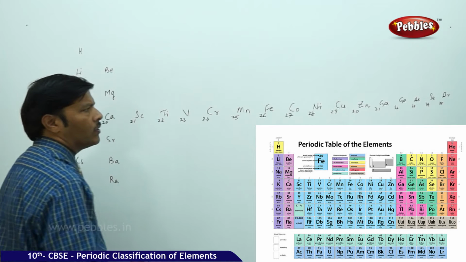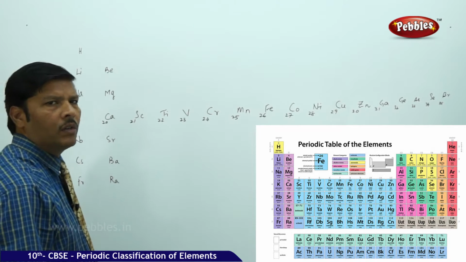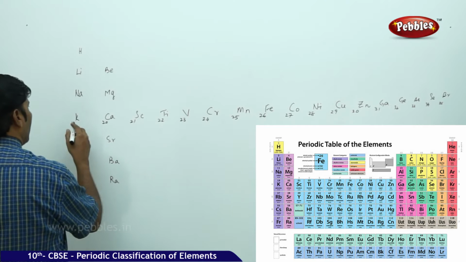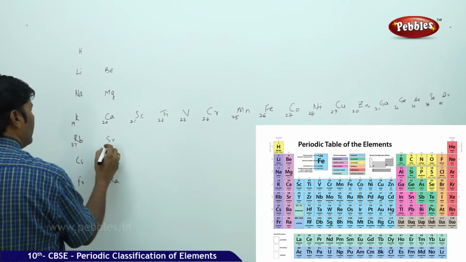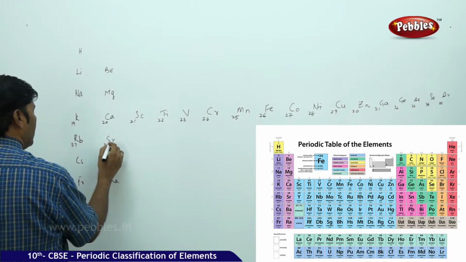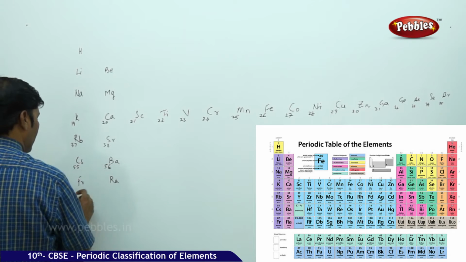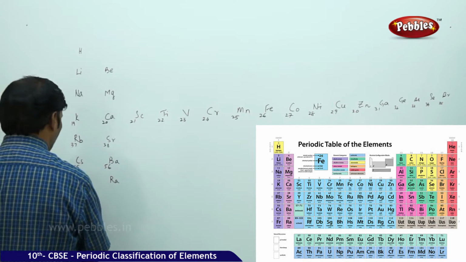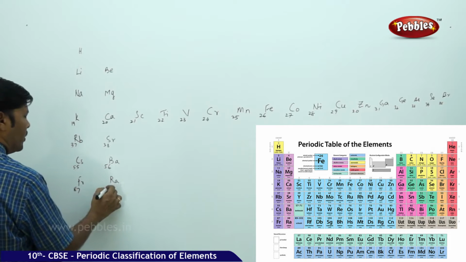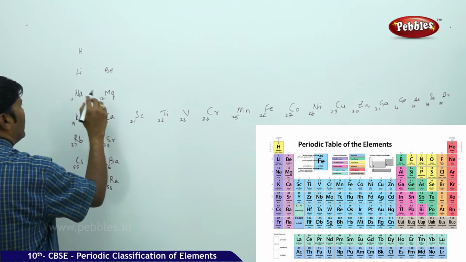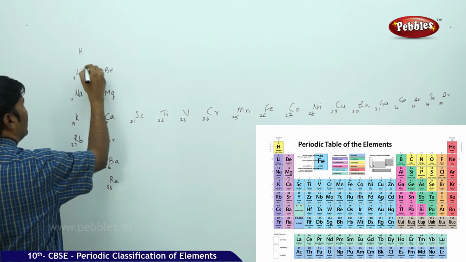What we are noticing over here is, in particular, rubidium 37, strontium 38, cesium 55, and barium 56. This is 55 plus 32, 87, and this is going to be 88. Then 11, 12, 3, 4 and this is 1.